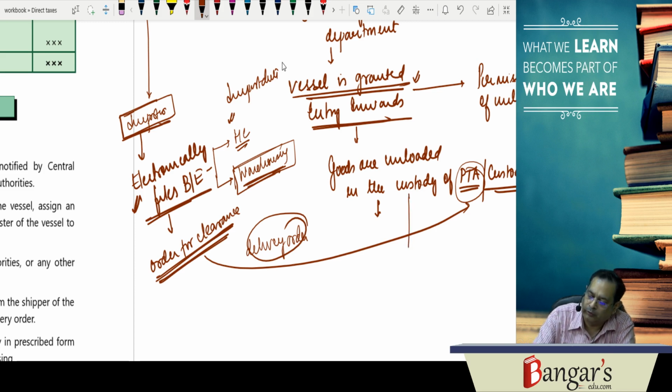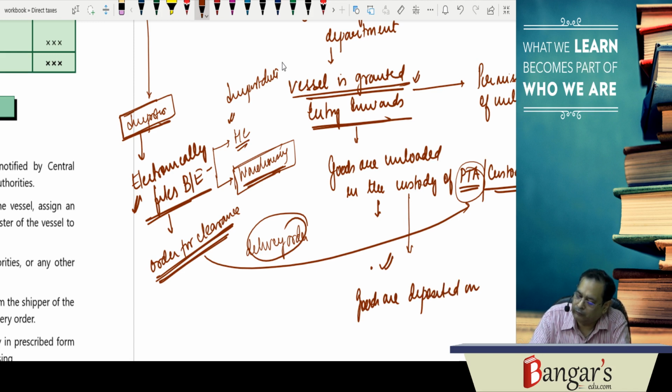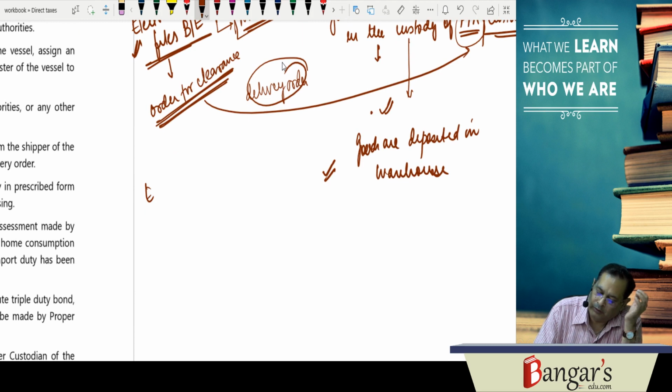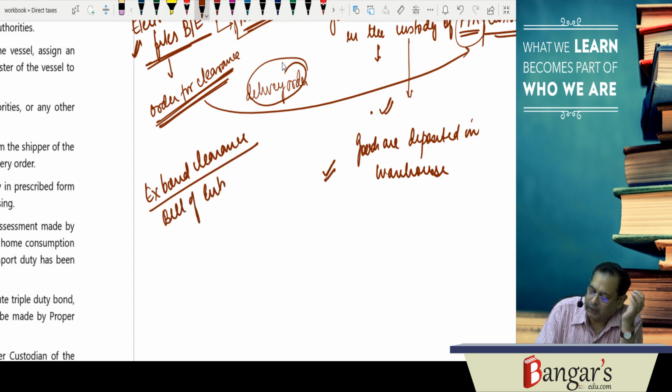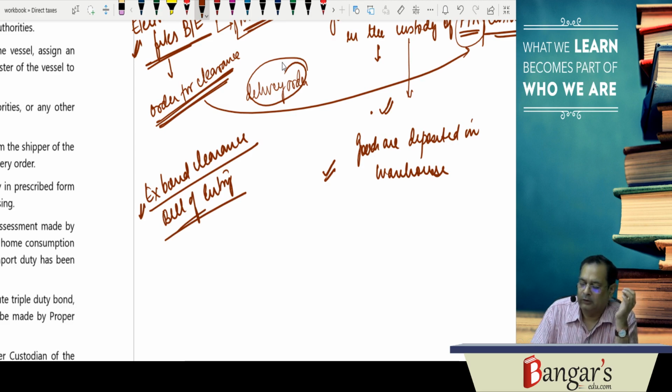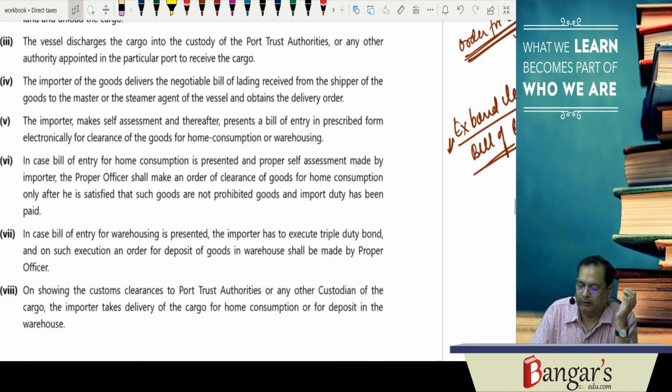If the goods are to be deposited in a warehouse, then we have to execute a bond for triple the amount of duty. They give the order for deposit of goods in the warehouse, and then the goods are deposited in the warehouse. And when we want to clear the goods from the warehouse, we have to again present what? The ex-bond clearance bill of entry for removal of goods from the warehouse. Okay.